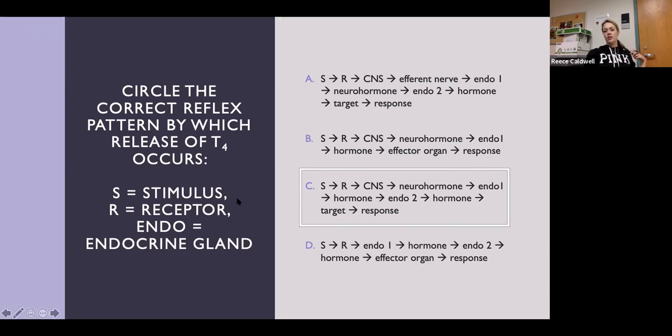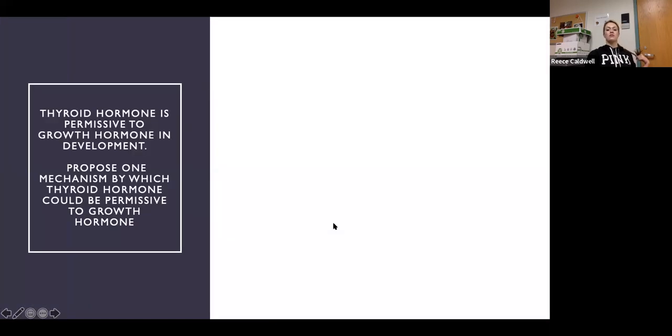All right, so our correct answer is C. We see that a stimulus arrives, and it is detected by a receptor of the central nervous system, the hypothalamus. So we release a neurohormone from the hypothalamus and send it to our first endocrine gland, the anterior pituitary gland, which releases a hormone and sends it to our second endocrine organ, our specific endocrine organ, which will release a hormone which will travel to a target organ or tissue and cause some type of response.